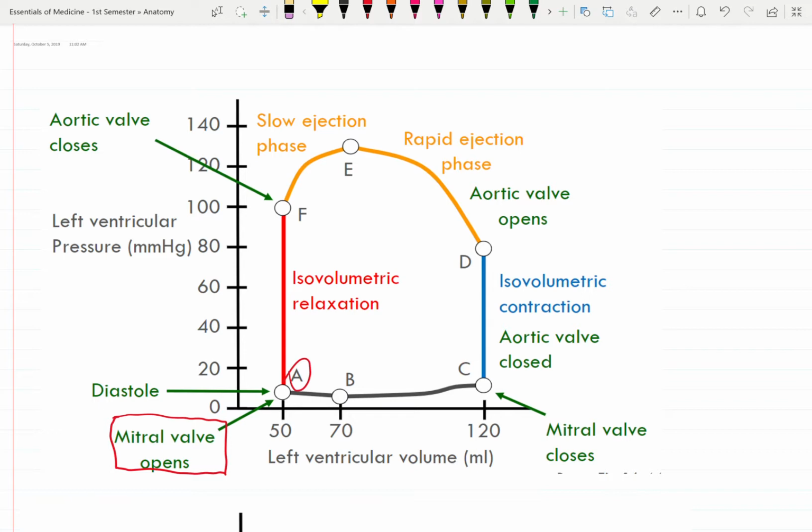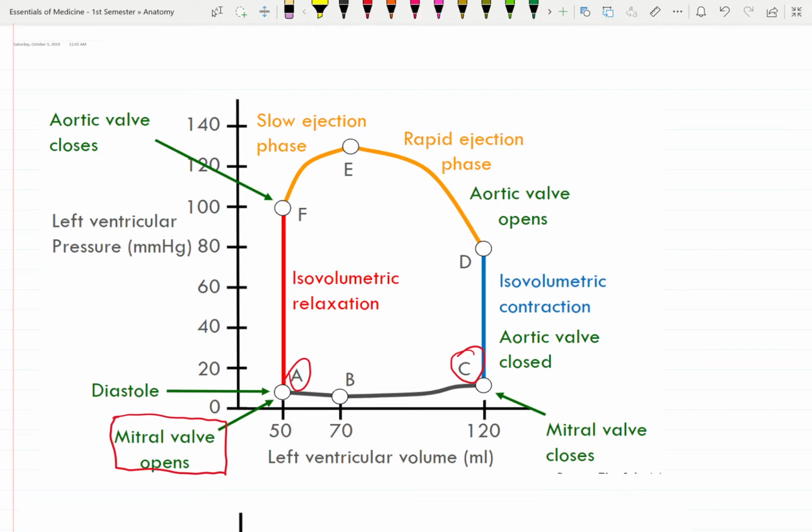When does the diastolic filling start? Well, it starts when the mitral valve opens, and it will terminate at point C, where the mitral valve will be closing. Okay, simple as that. So I'm going to be discussing this a little bit further, the diastolic event.